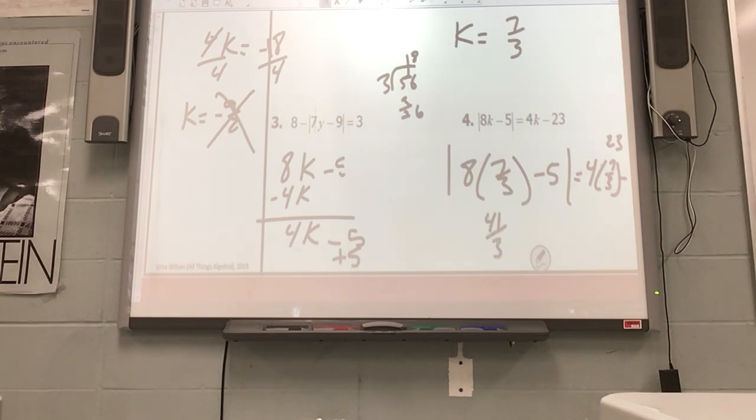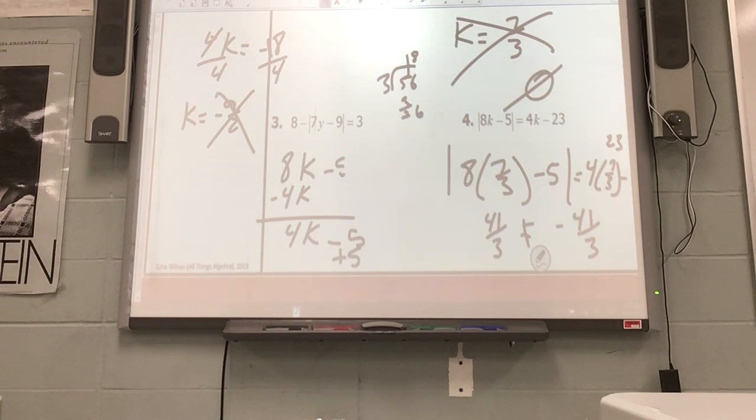Okay, then over here, 4 times 7/3 is 28/3. So Austin, what's 28/3 minus 23? -41/3. So close again, different signs, still not the same. So neither one of those answers worked. So for number 4, you would have got to have written no solution.